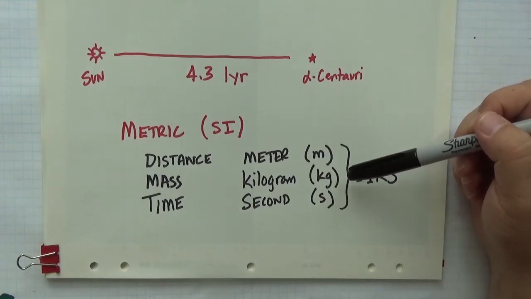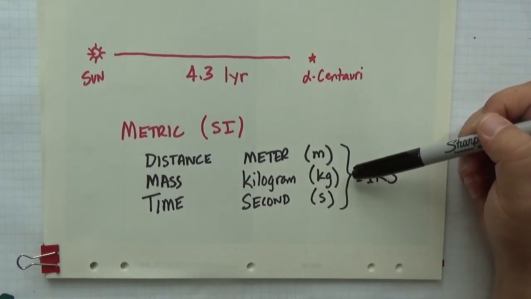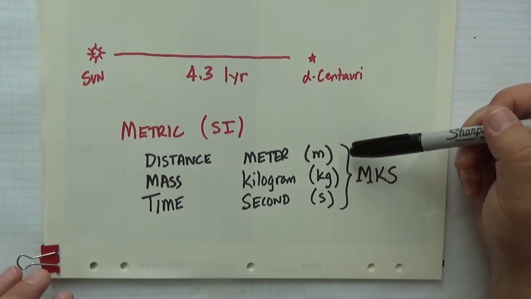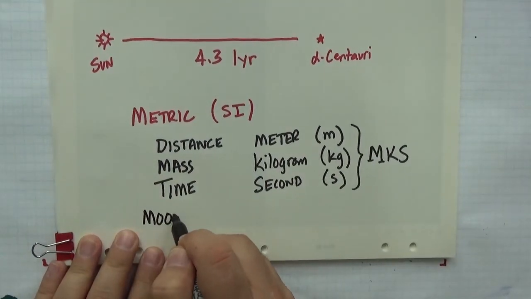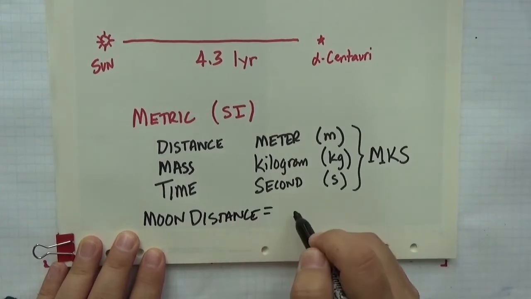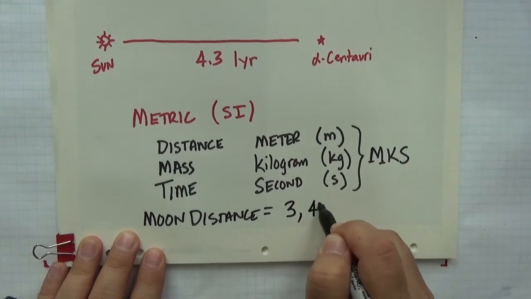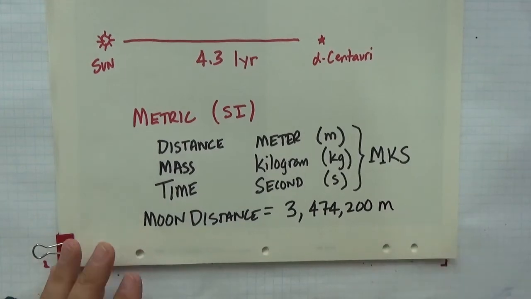But in astronomy, we will sometimes find that those units are useful, but in other instances, we will find that we need to have units which are easier to describe, because if I were to use these units, I'd have to use enormous numbers. So for instance, if I were to ask you what is the distance to the moon from the Earth, if I express it in meters, the distance to the moon is 3,474,200 meters away.